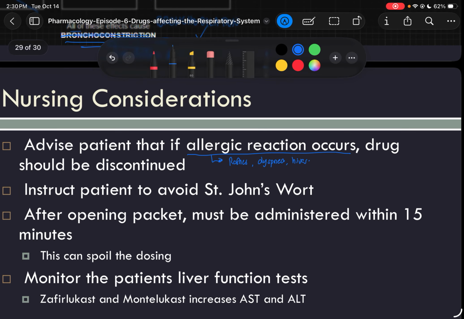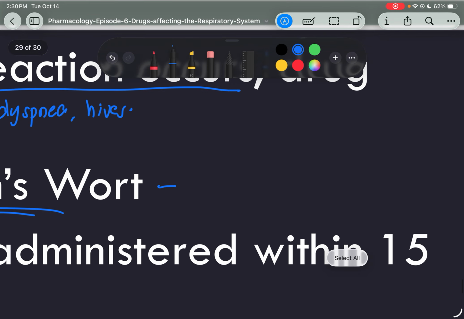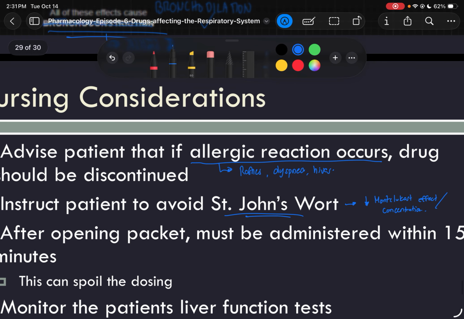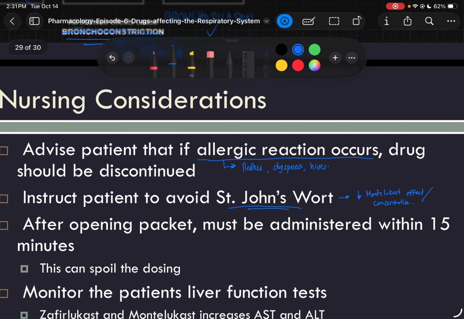Instruct the patient to avoid St. John's wort. I know you already heard about St. John's wort before, because this will decrease Montelukast effect and also decrease your concentration. So this will affect the dose. That's why avoid St. John's wort, no? After opening the packet, this must be administered within 15 minutes because this can spoil the dosing, no? This can spoil the dosing.